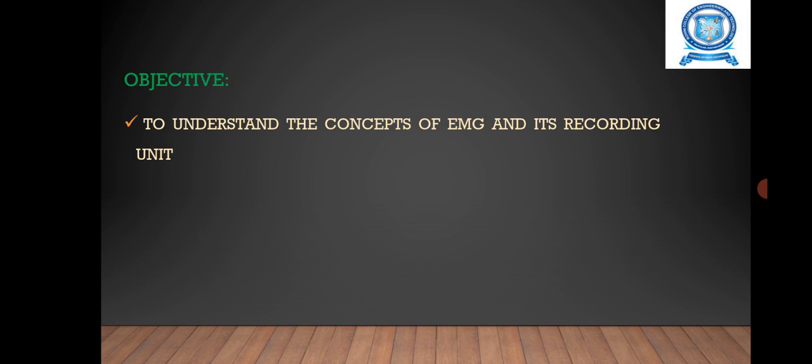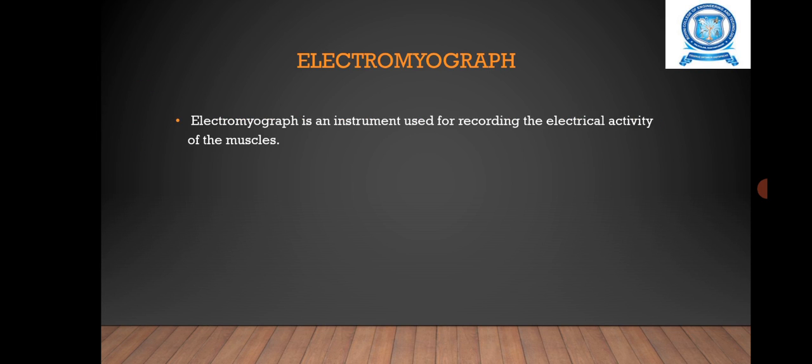Objective: to understand the concepts of EMG and its recording unit. Electromyograph is an instrument used for recording the electrical activity of the muscles. It is also useful for the study of several aspects such as neuromuscular function, neuromuscular condition, extent of nerve lesion, reflex response, and diagnosing muscular diseases, etc.